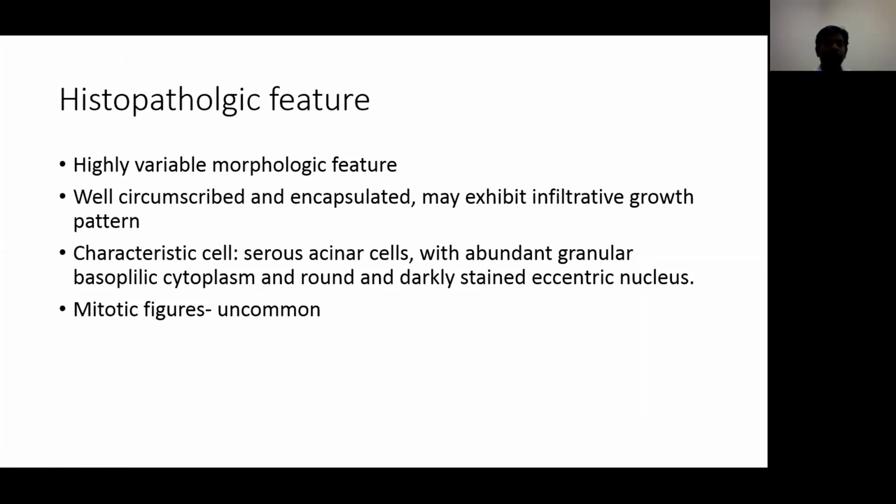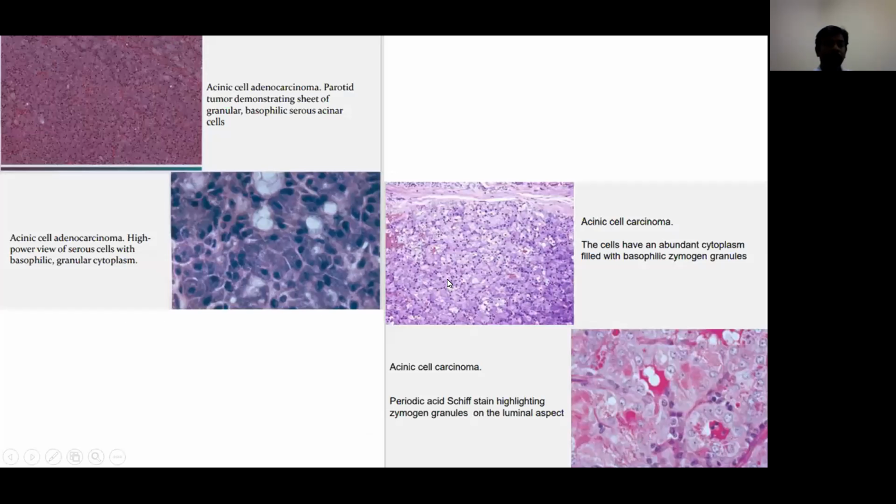Histologically, grade wise, they are kind of low grade only, but they exhibit an infiltrative growth pattern. Even though they are well circumscribed and encapsulated at times, they can have an infiltrative growth pattern. Mitotic figures are not much seen. Here you can make out all the cells look very benign looking, but still they have malignant behavior.